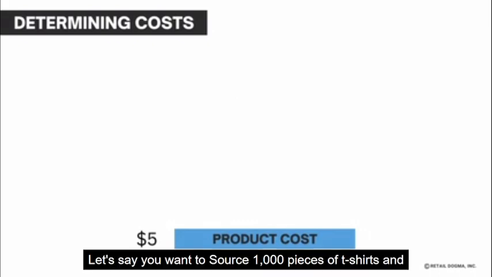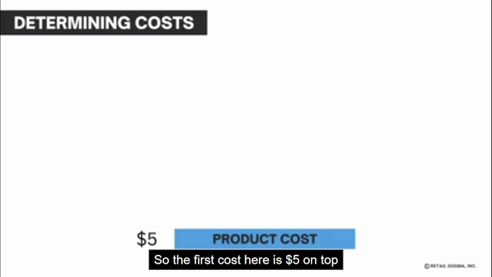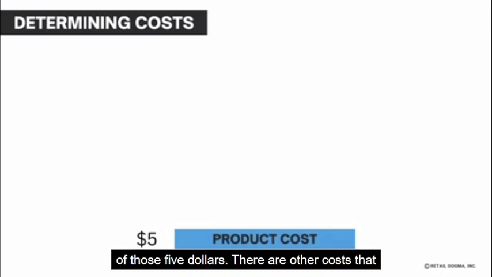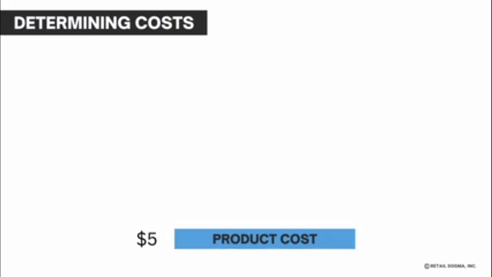Let's say you want to source 1,000 pieces of t-shirts and the wholesaler sells them at $5 each, and this does not include shipping. So the first cost here is $5. On top of those $5, there are other costs that will stack up until getting the product ready to sell.